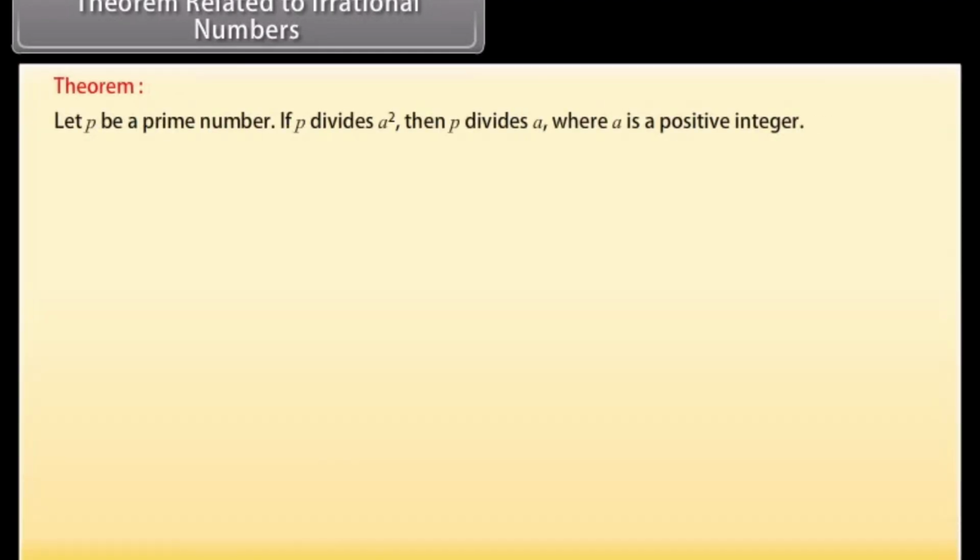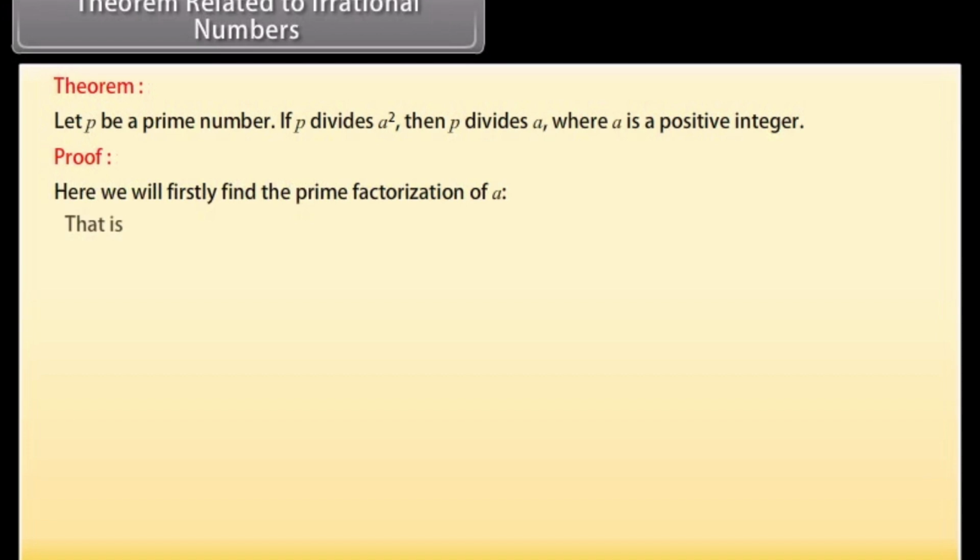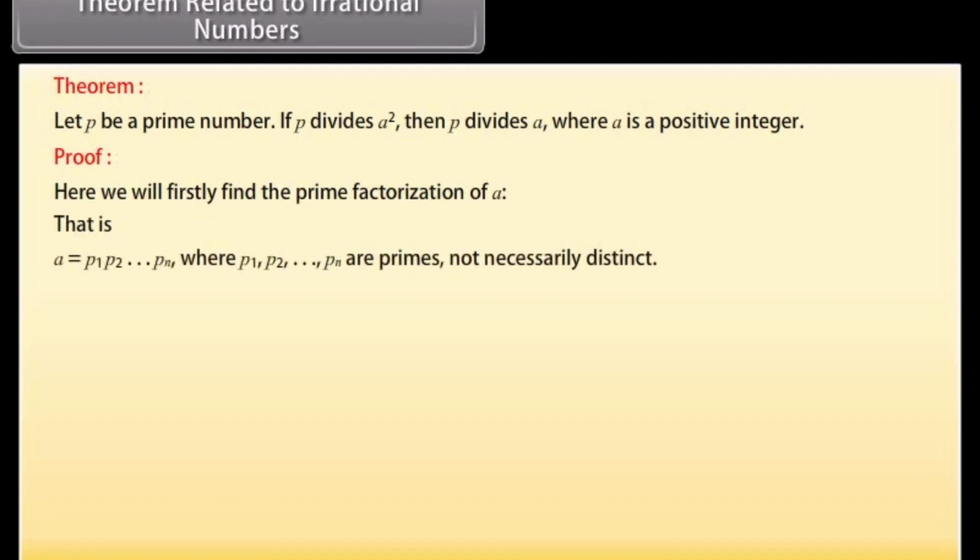Theorem related to irrational numbers. Theorem: let p be a prime number. If p divides a square, then p divides a, where a is a positive integer. Let us prove this theorem. Proof. Here we will first find the prime factorization of a. That is, a is equal to p1, p2, and so on till pn, where p1, p2, and so on till pn are primes, not necessarily distinct. Therefore, a square is equal to p1 p2 ... pn times p1 p2 ... pn, which is equal to p1 square, p2 square, and so on till pn square.